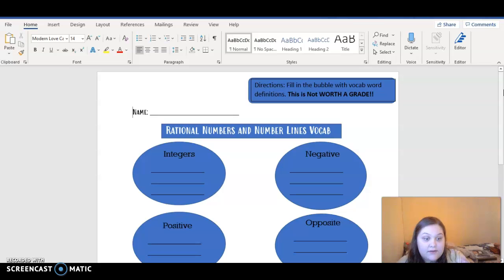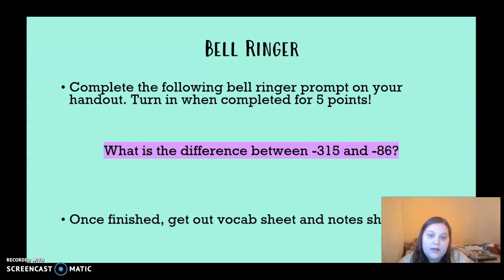This, again, is not worth a grade, but you are going to be able to use this to study for your exam. You're going to be able to use it on your homework, your in-class work, anything you need to use it on, you may use it. It's just for your reference. Alright, now that we have gone over our bell ringer, our notes, and our vocab sheets, we're going to move on to our notes.